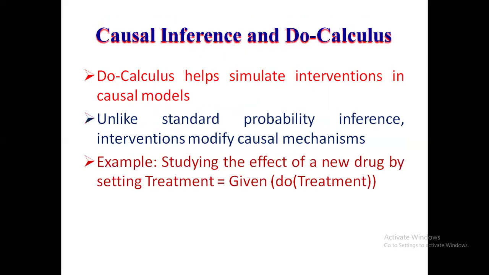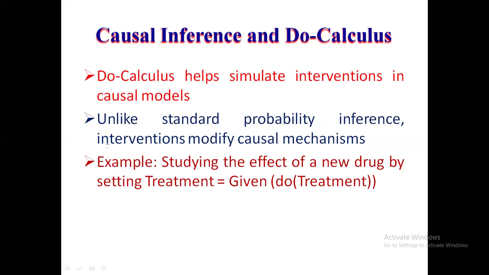Next, causal inference and do calculus. Do calculus helps simulate interventions in causal models. Traditionally, probability calculations rely on passive observations, but do calculus allows us to model active interventions, such as simulating the effects of a new drug before administering it. Unlike a standard probability inference, interventions modify causal mechanisms.